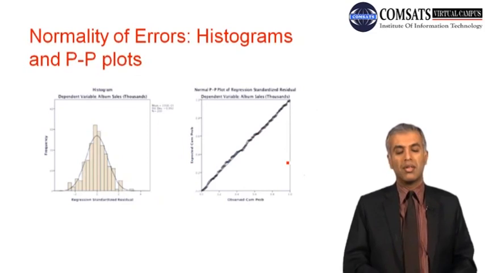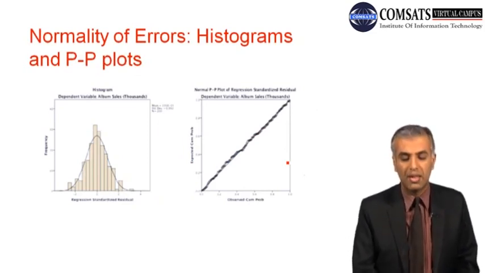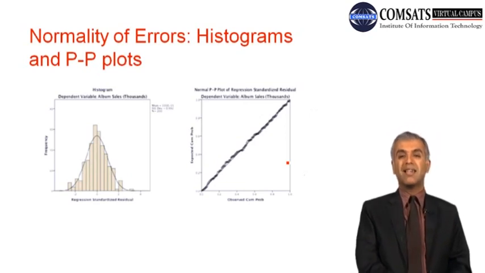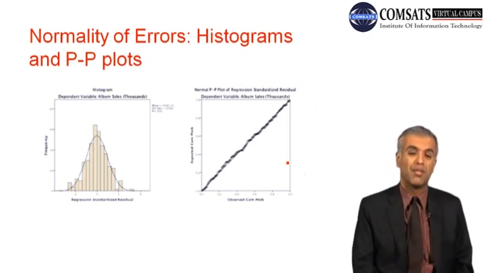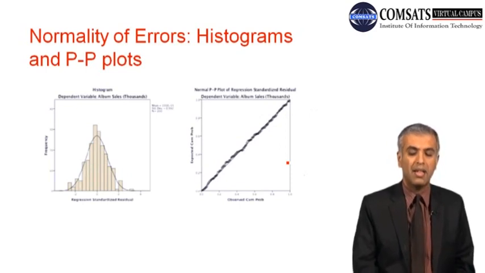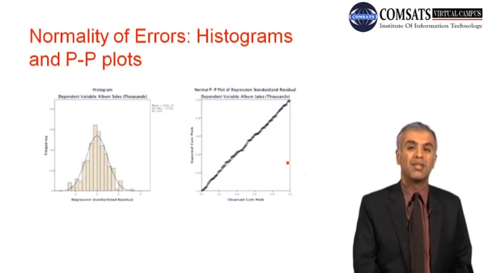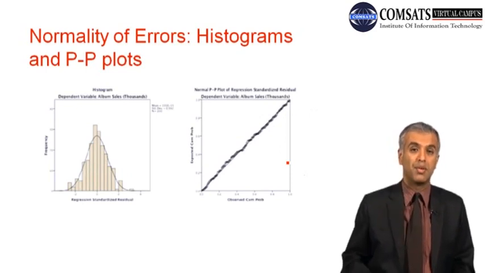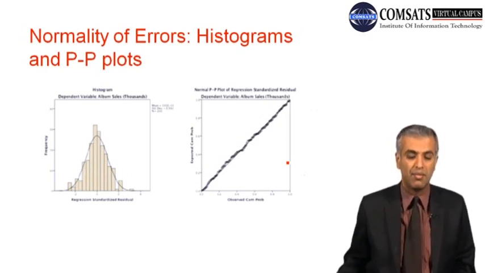Also, in terms of normality of errors, we can see that the histogram and P-P plots clearly indicate that the residuals are in line and aligned. They are fulfilling the requirement of normality and linearity. So based on that, the assumptions are finally met for the model which we are trying to state here.